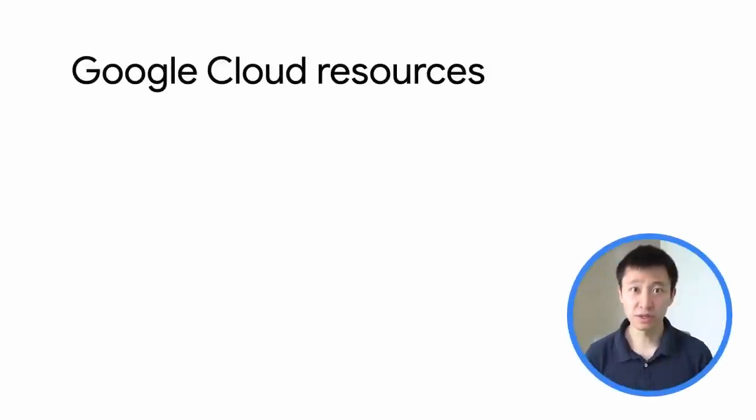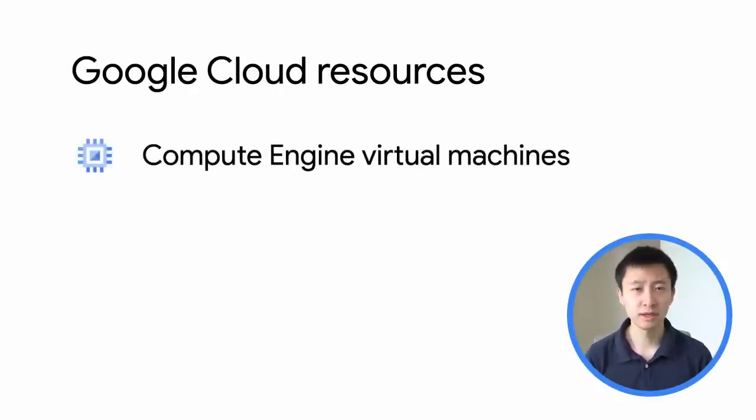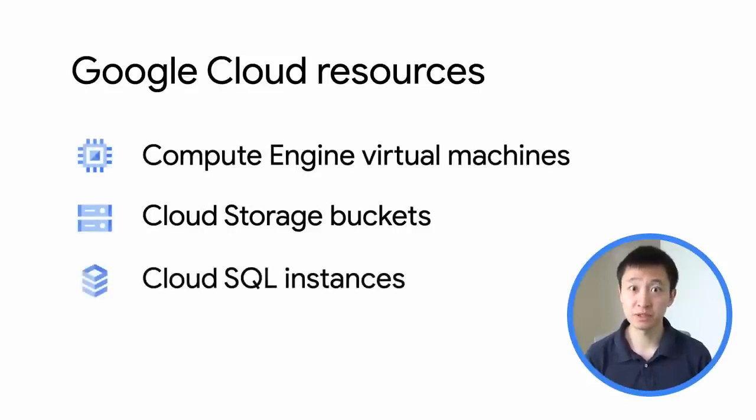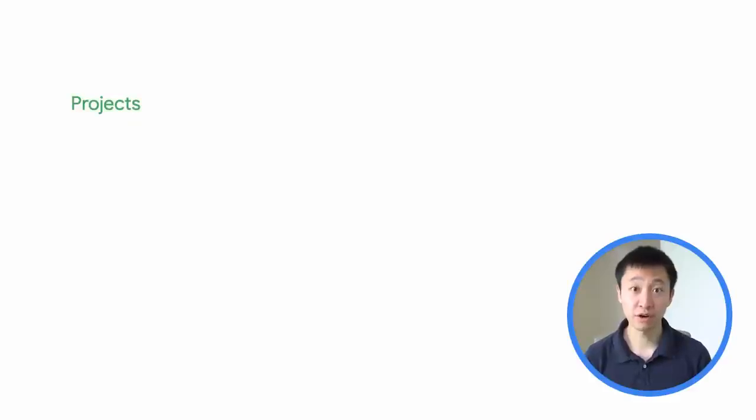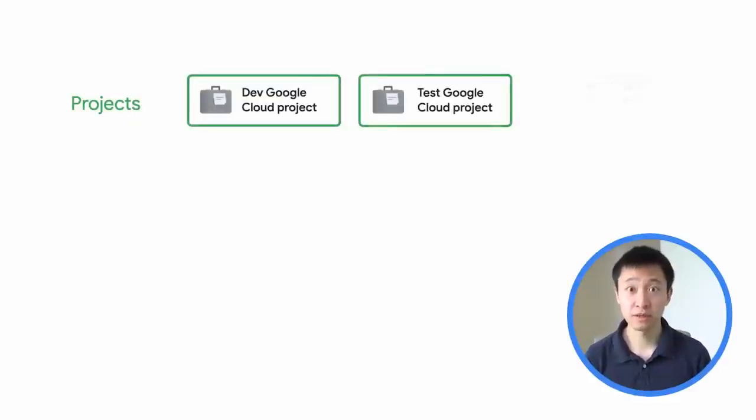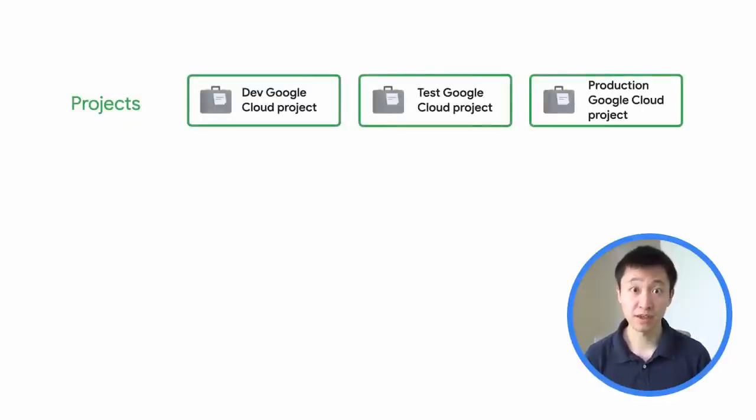Google Cloud resources are the fundamental components that make up Google Cloud services. These may include Compute Engine virtual machines, Cloud Storage buckets, Cloud SQL database instances, and more. Resources are organized hierarchically using projects and folders. Projects are how you group resources together and are the first level of the hierarchy.